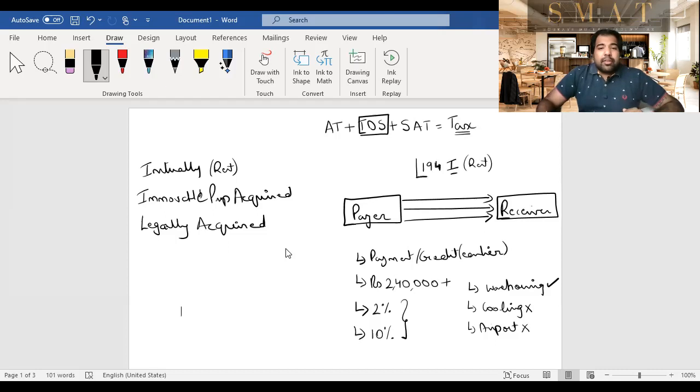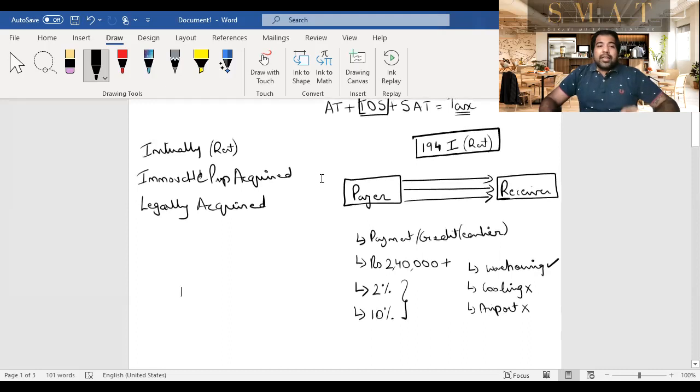For a lot of people it feels difficult, but this is very simple. Initially, you rent. But honestly, as a small person, who's a small person? Small persons are individuals and HUFs. In our classrooms, you know what a small person is, guys. Individuals and HUFs who are not subject to audit.